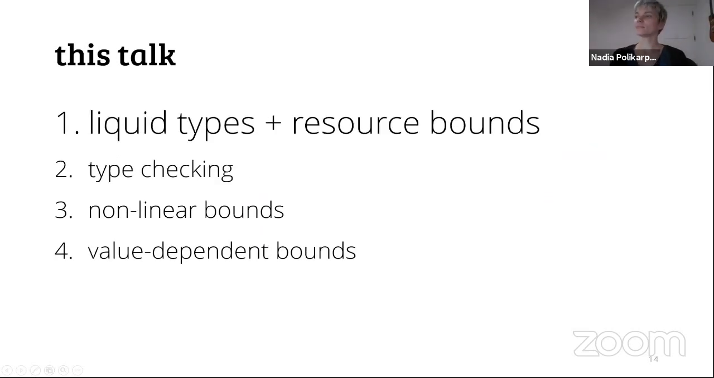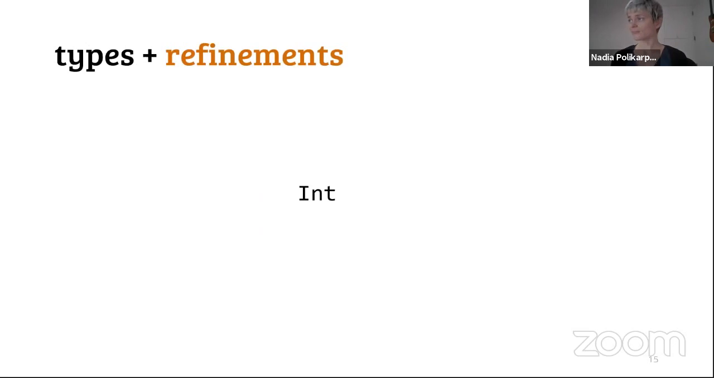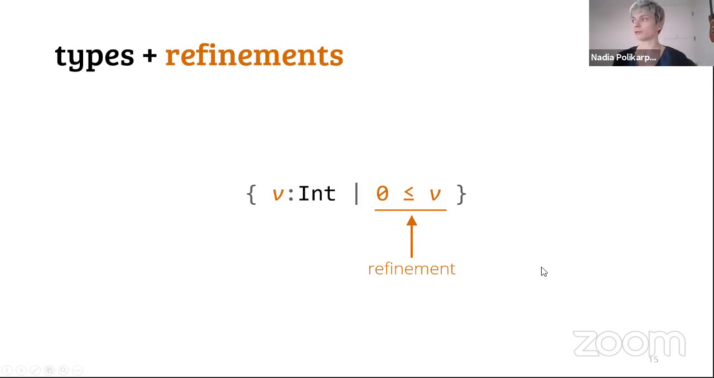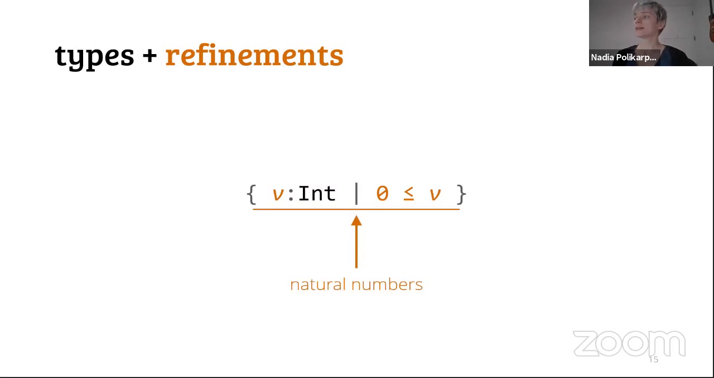Okay, so let me move on to the first part of the talk. How do we put liquid types and resource bounds together? First, a really simple introduction to what these liquid types actually are. Liquid types are types refined with very simple, decidable logical predicates, right? So for example, if we have a type int, we can refine it with a predicate like so to describe the type of natural numbers. This type says it's a type of value such that this value is greater or equal to 0, right? And this logical predicate here is called the refinement. So this is a type of natural numbers.